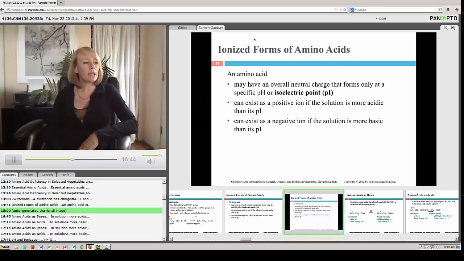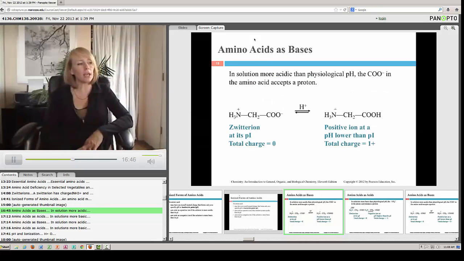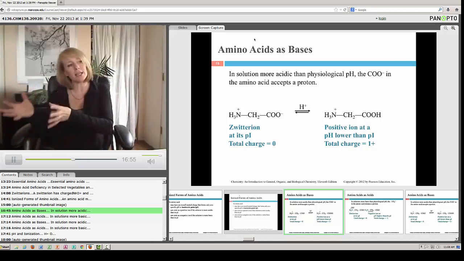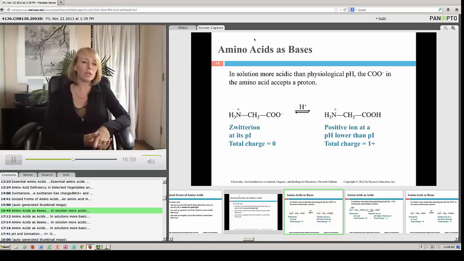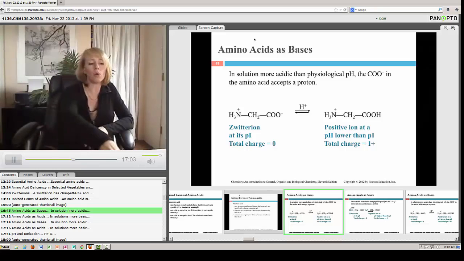Okay, this is an example of when you have it in a basic solution, the Zwitterion form will deprotonate, so that you end up with the carboxylate negative ion on one end, and the amine will be deprotonated to having only 3 things around the nitrogen, and therefore that won't be positively charged, so it will be overall negatively charged.